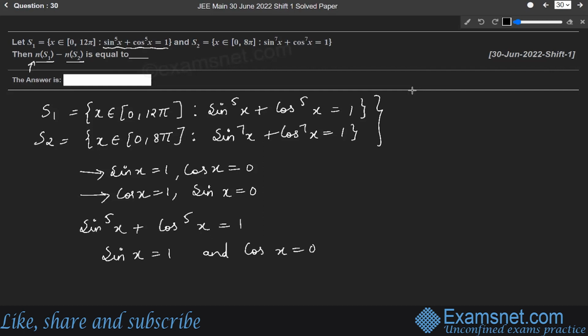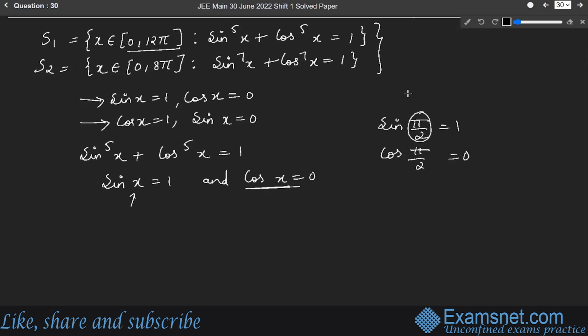Now, what do you mean by sin x is equal to 1? It means we have to put such a value of x that we get sine of x is equal to 1. For example, we know that sine of pi by 2 is equal to 1, right? And cos x is equal to 0. We know that cos of pi by 2 is 0. So pi by 2 is a single value for x. In this way, we have to find all the values of x for which sin x is equal to 1 and cos x is equal to 0. And the value should lie between 0 to 12 pi. So let us see the values.